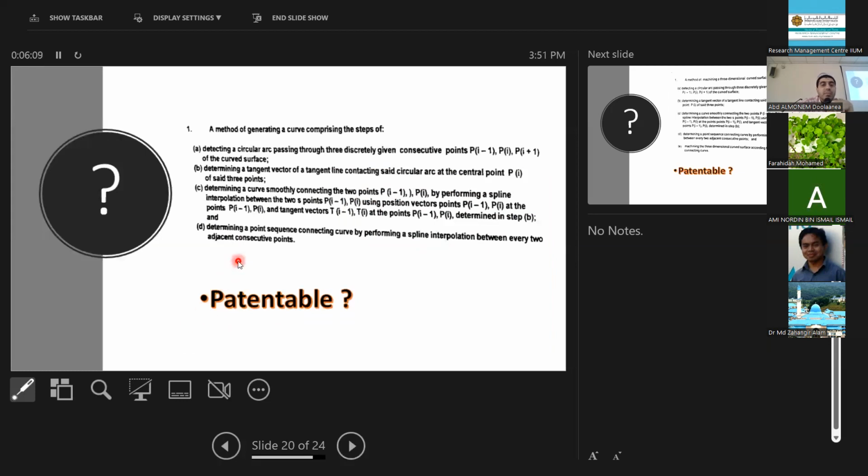Okay, take for example this one. A method of generating curve comprising the steps of detecting a circle arc passing through 3 discrete given consecutive points, determining a tangent vector and so on, determining a curve smoothly connecting the 2 points, determining a point sequence connecting curve by performing spline interpolation and so on. I don't really understand all these steps.